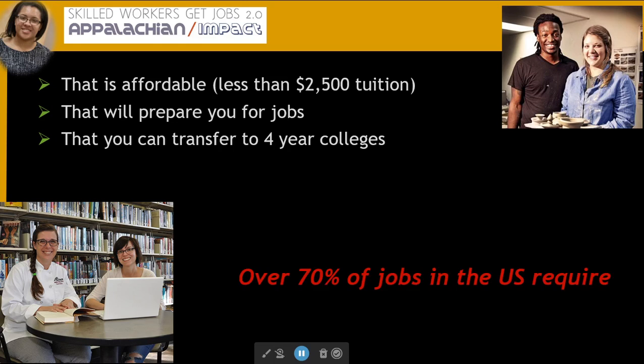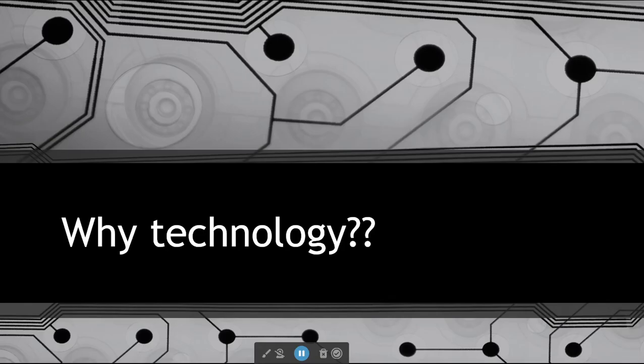Over 70% of jobs in the United States require post-secondary education. So you need to go somewhere to school. If it is AB Tech, someplace else, but it is not a case that you can decide not to go on to your school.